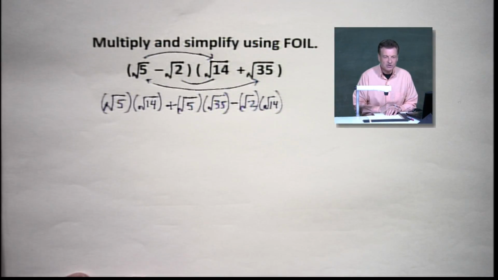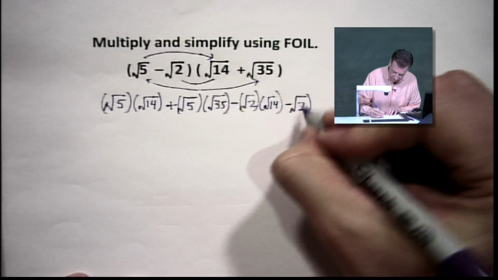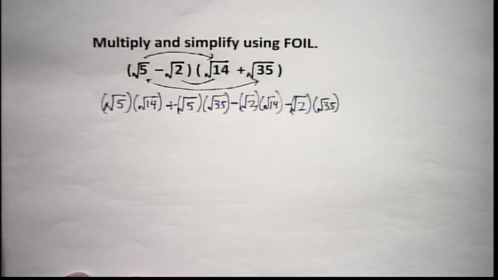And I'm about to lose me over here. Y'all may want to just take me out of the picture. Let's see what happens. And we're going to say minus the square root of 2 times that square root of 35. Sorry about that. Well, maybe y'all are feeling a lot better. You just lost me out of the picture. Let's see what this is going to do.